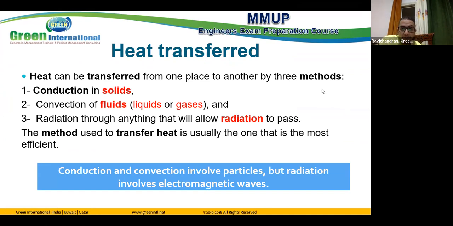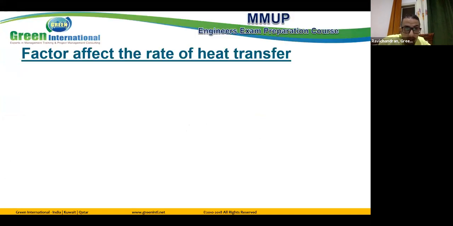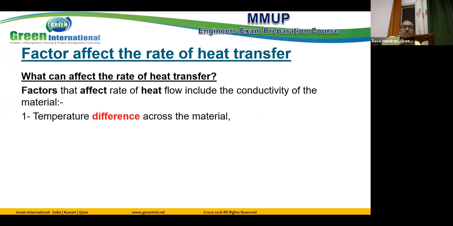Here, just to give a final conclusion: you mentioned conduction and convection involve particles, but radiation involves electromagnetic waves. This is the summary for conduction, convection, and radiation. So let's see some factors that affect the rate of heat transfer.